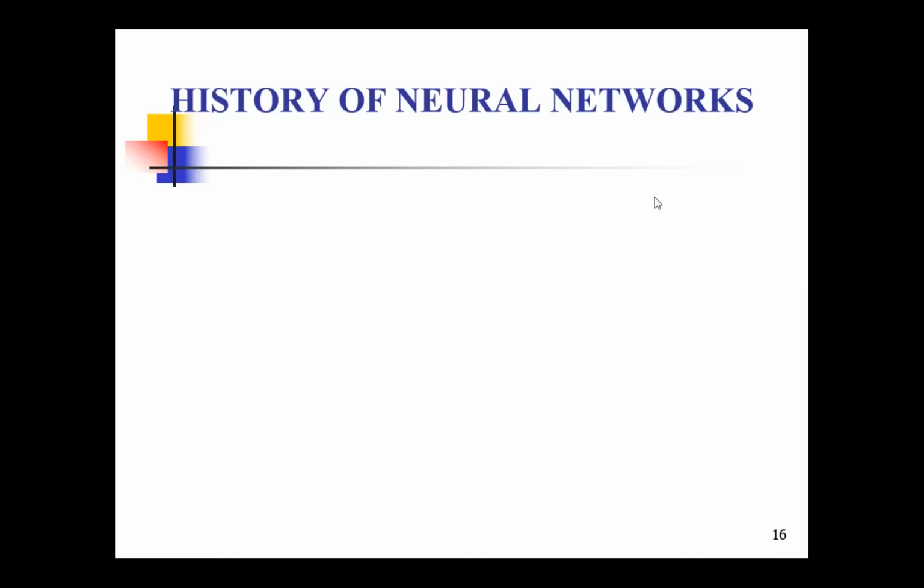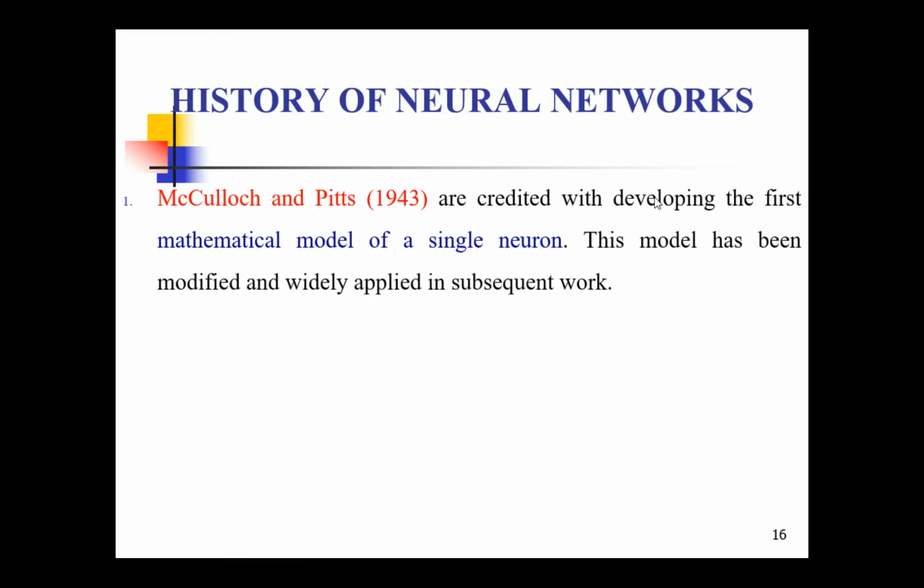Now coming on to the history of neural networks, the artificial neural networks. It starts in the year 1943 by McCulloch and Pitts. They developed the first mathematical model of a single neuron. This model has been modified. Subsequently, the single neurons we are going to make into 2, 3, likewise, and it is widely applied in the subsequent applications.